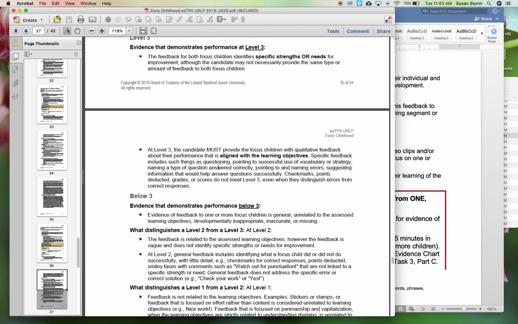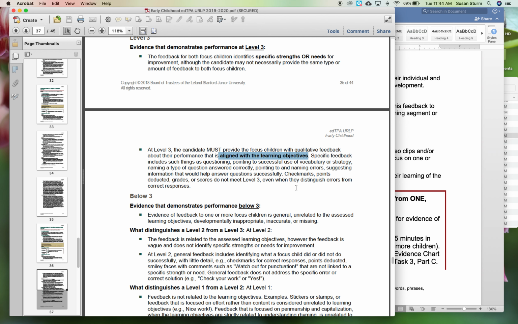At a level 3, the candidate must provide the focused children with qualitative feedback. That means words or stickers or stamps or some sort of qualitative way of telling them, not necessarily a score. You're looking in the early childhood edTPA for qualitative feedback that is aligned with the learning objectives. So again, this needs to align with what you're teaching in your entire edTPA segment.